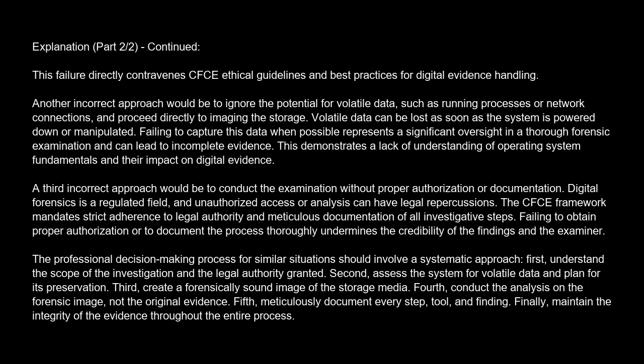The professional decision-making process for similar situations should involve a systematic approach. First, understand the scope of the investigation and the legal authority granted. Second, assess the system for volatile data and plan for its preservation. Third, create a forensically sound image of the storage media. Fourth, conduct the analysis on the forensic image, not the original evidence. Fifth, meticulously document every step, tool, and finding. Finally, maintain the integrity of the evidence throughout the entire process.